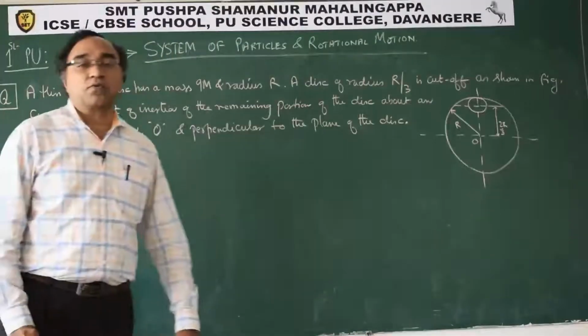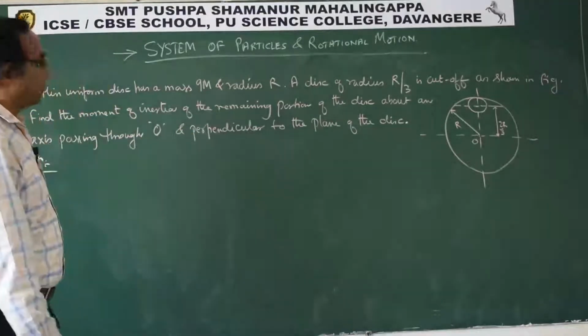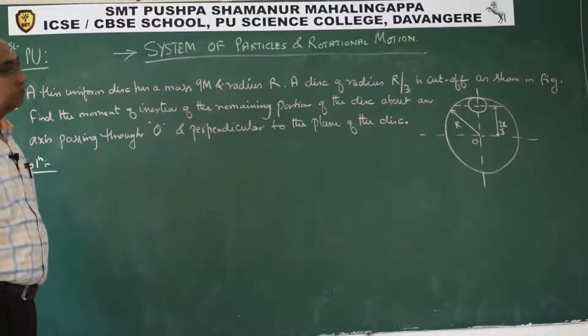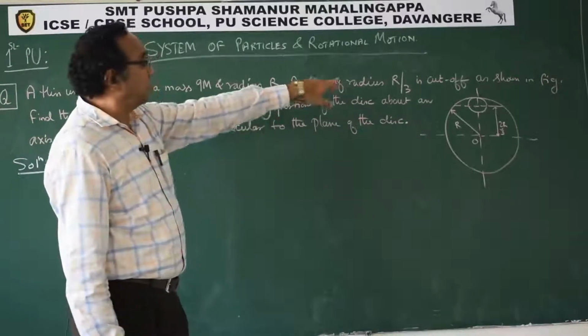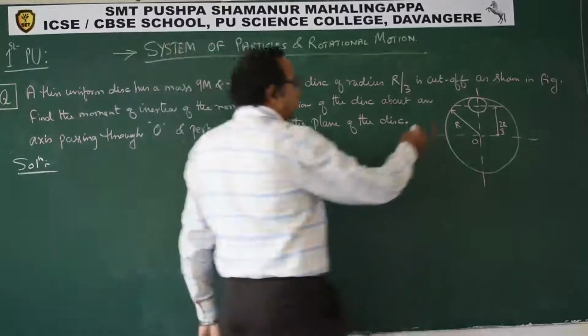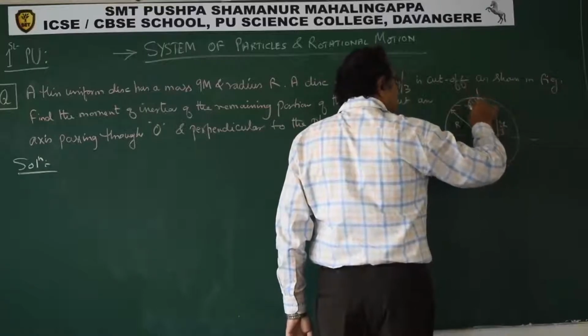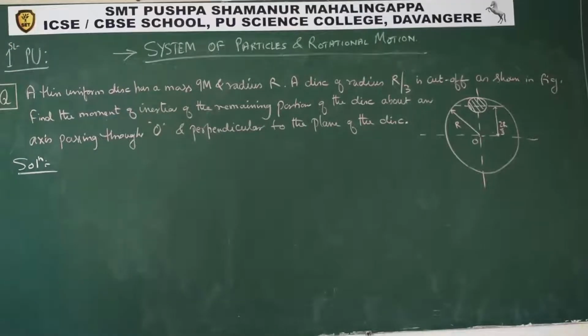Well students, let us take one more question of the type of masses removed. The question reads like this. A uniform disk has a mass 9m and radius r. A disk of radius r by 3 is cut off. Please see this. This is the disk which is cut off as shown in the figure. Find the moment of inertia of the remaining portion of the disk about an axis passing through O and perpendicular to the plane of the disk.